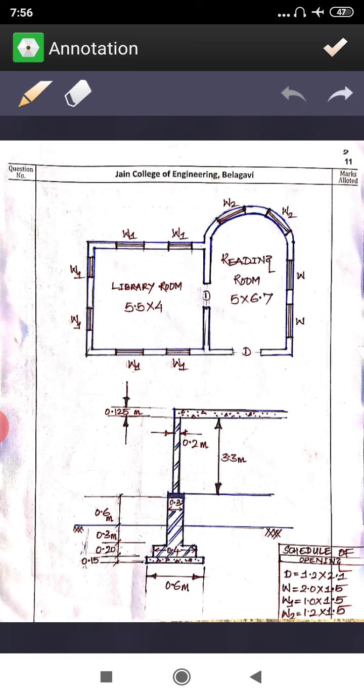Then they have given a cross section here. In this cross section, all walls are 20 centimeter thick, 0.2 meter. The floor to slab height is 3.3 meter. Thickness of slab is 0.125 meter. And the foundation details are: the width of foundation bed is 0.6 meter, thickness is 0.15 meter. First footing is of 0.4 meter with a thickness of 0.2 meter.